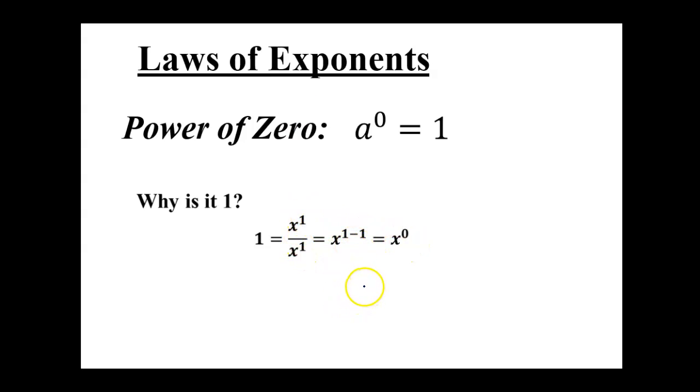So it would be the same thing if I had like y to the 5th over y to the 5th. Because I'm just dividing the same number by the same number, that's equal to 1. But if I were to use the quotient rule, it would be y to the 5 minus 5, which is equal to y to the 0. So anytime you see y to the 0 or x to the 0 or anything raised to the 0 power, it just means we're dividing the same number by the same number. And so it will equal 1.